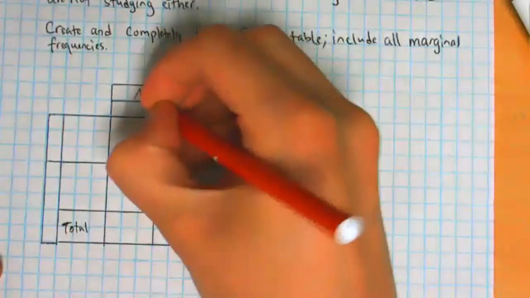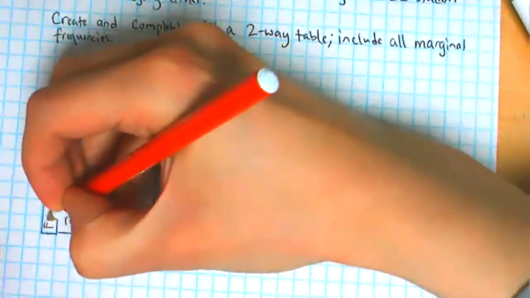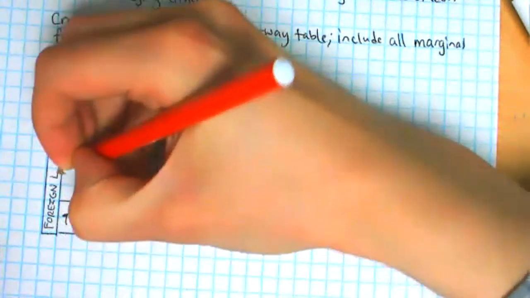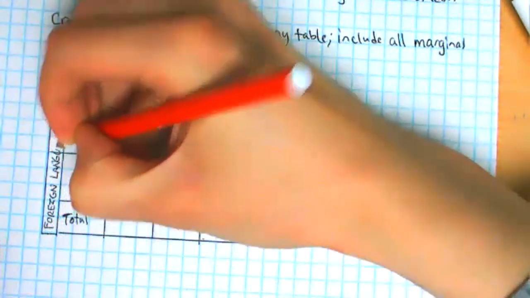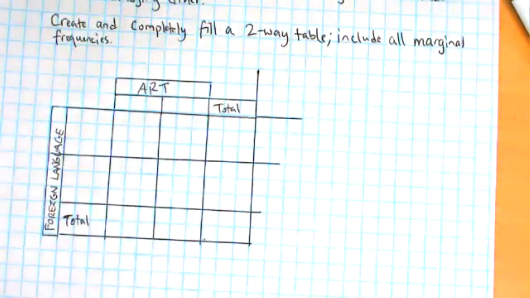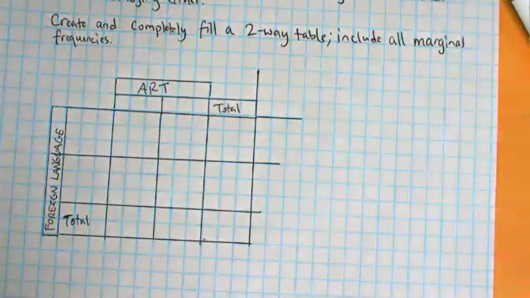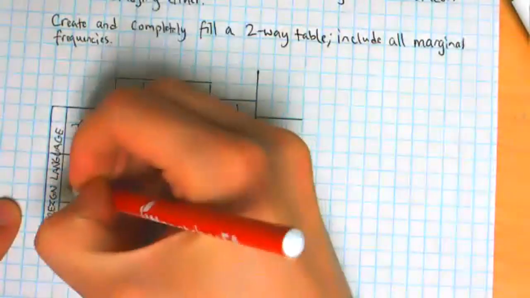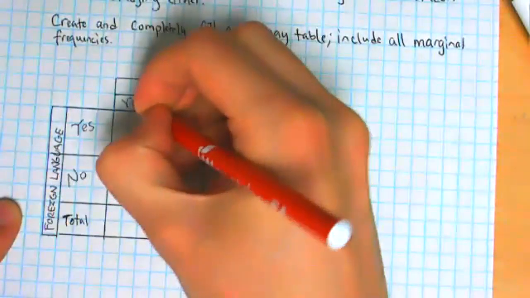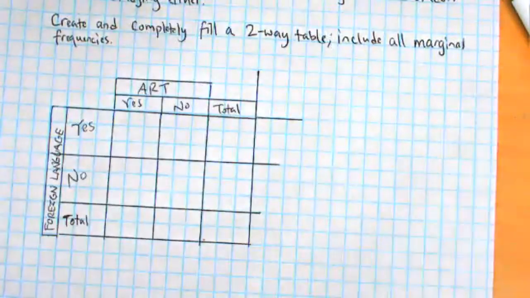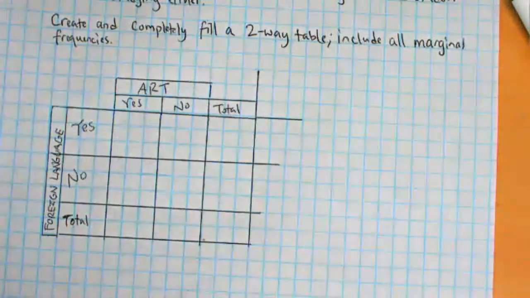So I'm going to put art across the top and foreign language on the side. All right, so we have art and foreign language. And the categories we have are just yes and no, as in whether or not they are taking them. I'm sure you could use some other words, but we're just going to go with yes and no.